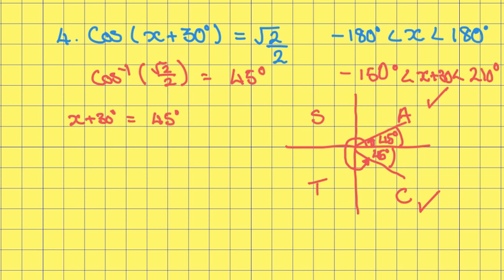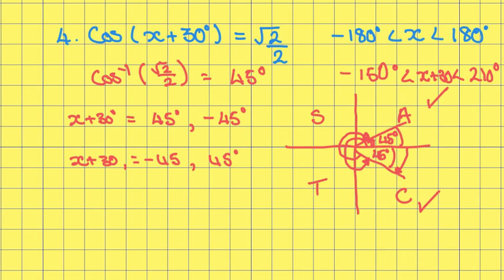And now I need to go in the negative direction, and my first angle is this one there, which is minus 45 degrees. So it can also equal minus 45. And then if I go all the way round to my next, which would be minus 315, well, that is not in my domain either. So my two angles for x plus 30 are minus 45 degrees and 45 degrees.